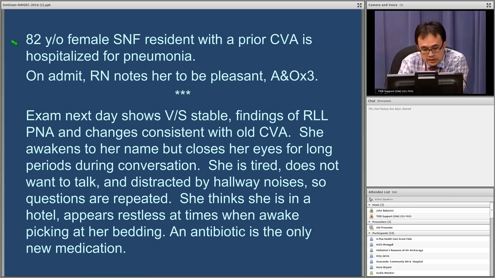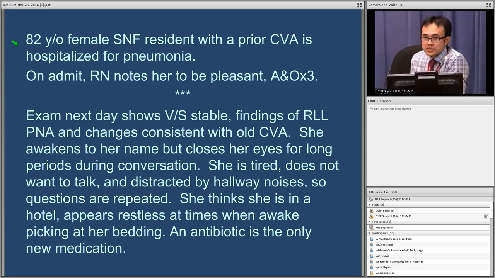At the time of this assessment in the morning, she awakens to her name, but she closes her eyes for long periods during her interview. She's tired and she doesn't really want to talk. And then you notice that she's easily distracted by the noises out in the hallway. Questions are constantly being repeated at this point in time. She thinks that she's in a hotel versus actually being in the hospital. She appears restless at times when awake, and she's picking at her bedding. The only new medication that is added is the antibiotic that she was started on to treat her pneumonia. So obviously this is a discussion about delirium.